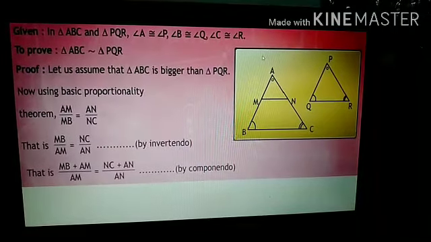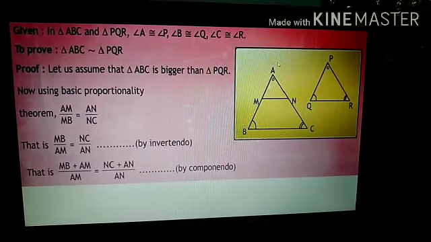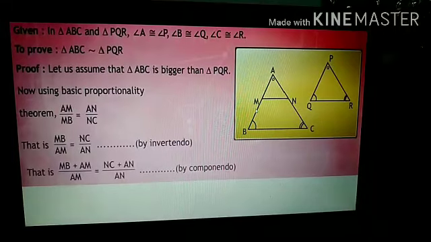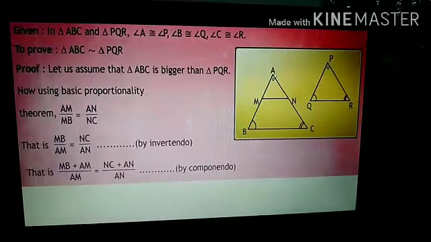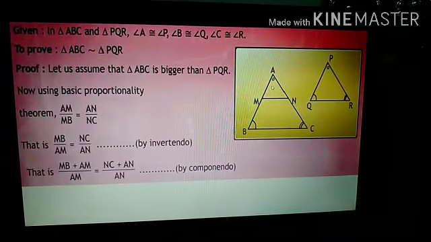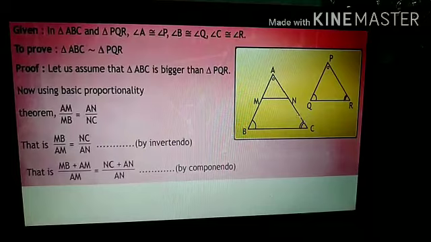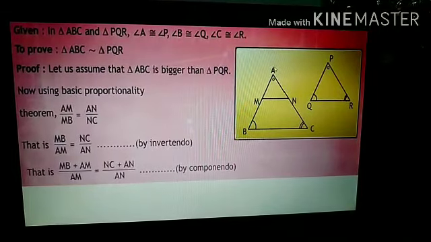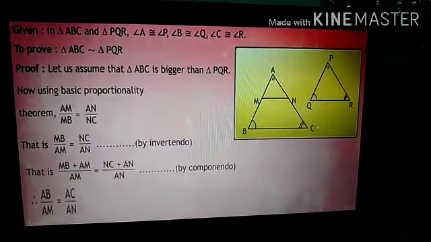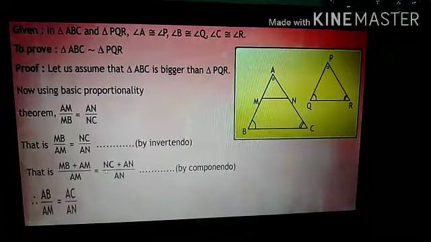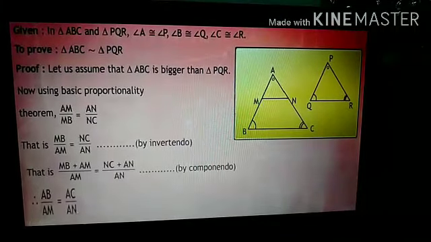Now when we observe the figure, let us see what is MB plus AM. So here we have MB and we have AM. That makes the entire side of the triangle we have AB, because M lies between A and B. Same way, NC plus AN is the bigger side AC. Reason is because N lies between A and C. So we replace the addition ratio as AB upon AM is equal to AC upon AN.